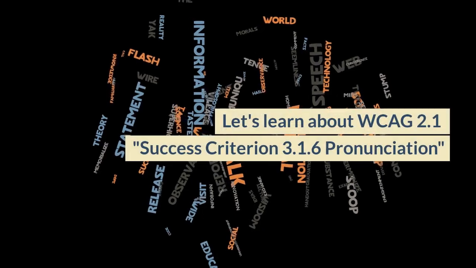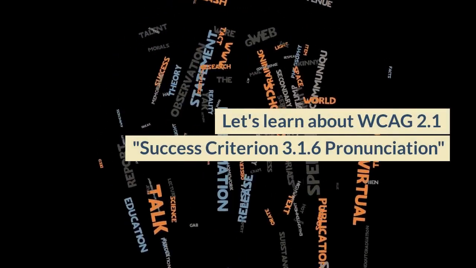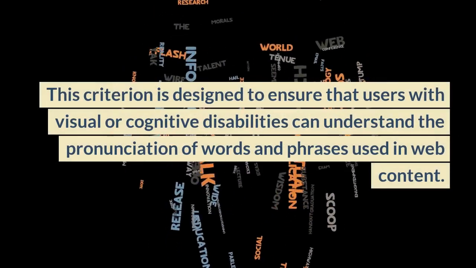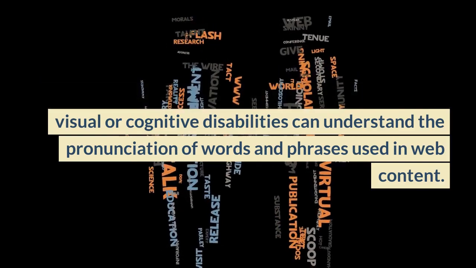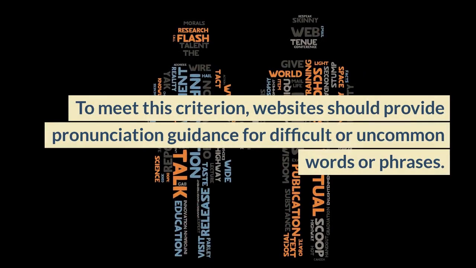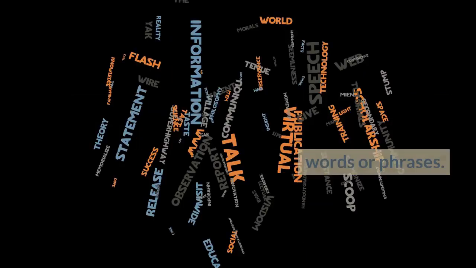Let's learn about WCAG 2.1 Success Criterion 3.1.6 Pronunciation. This criterion is designed to ensure that users with visual or cognitive disabilities can understand the pronunciation of words and phrases used in web content. To meet this criterion, websites should provide pronunciation guidance for difficult or uncommon words or phrases.